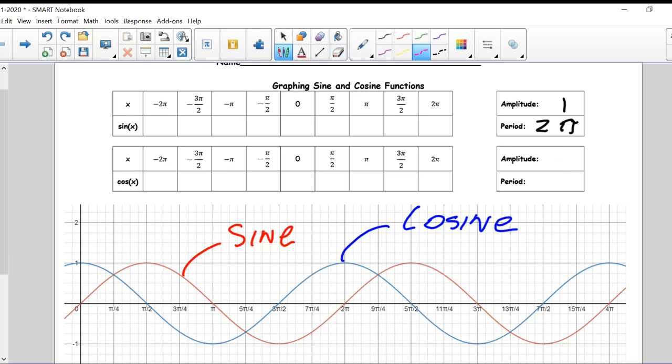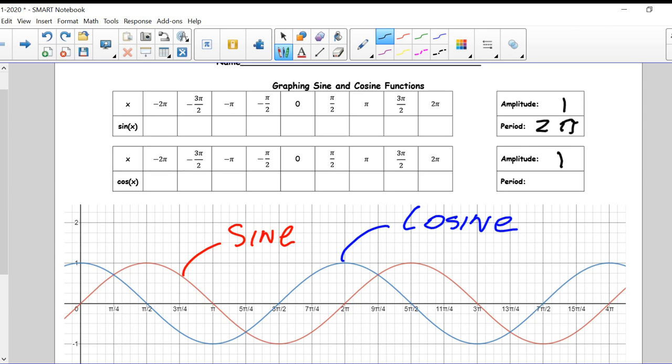All right? It's the same distance of 2 from the high to the low, right? The high is at 1, the low is at minus 1. Distance between those is 2, so 2 divided by 2 is in fact 1. There you go. How about the period of this function, right?